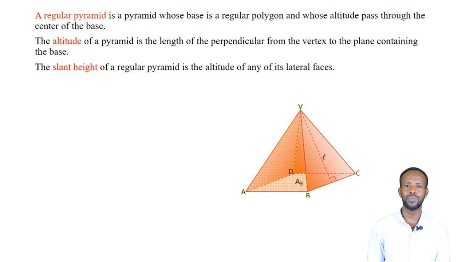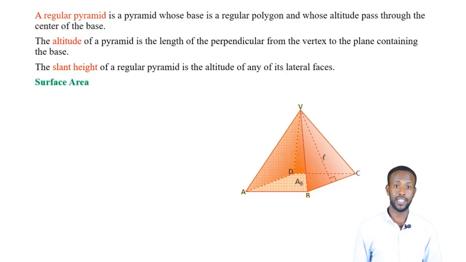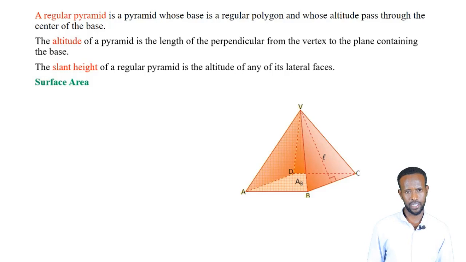Now, the slant height is which one? Look at the figure. The slant height is which one? Lateral face VBZ, L is what? The slant height. Now let us see the surface area. How to find the surface area? That means the lateral surface area and the total surface area, how to find them?